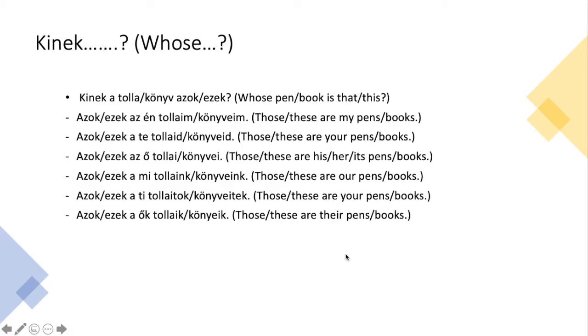As you can see, this is the example that I used in lesson 8, and everything else is the same except the nouns become plural. We start the sentence with azok, ezek instead of az, ez. Since we are trying to say that I have more than one pen, or somebody else has more than one pen or more than one book, by saying, oh, those are my pens, those are my books, those are our pens, those are our books.